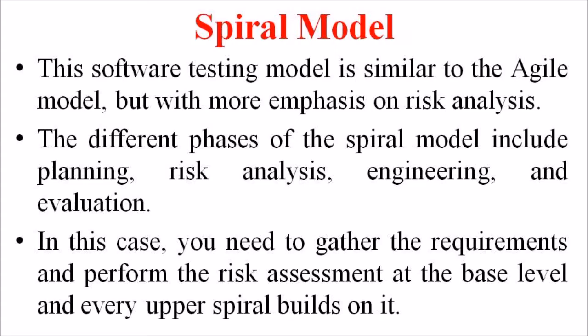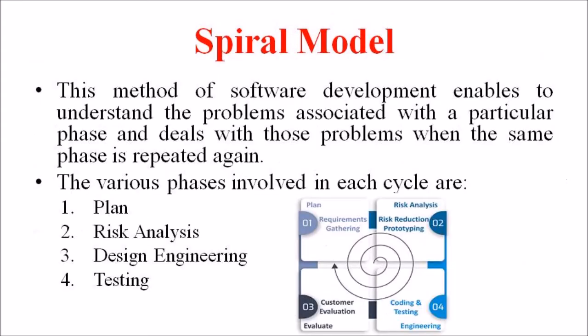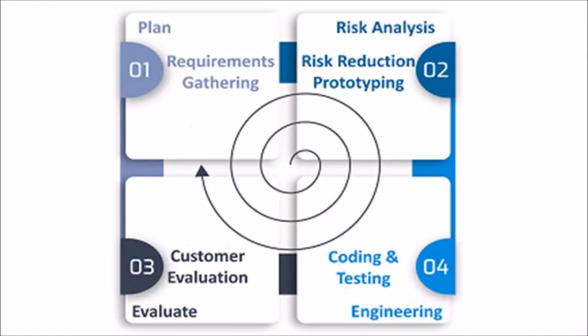The drawbacks of the waterfall model are overcome in the spiral model. The model consists of 4 phases. Those phases are planning, risk analysis, design, and customer evaluation. The 4 phases are iteratively followed till the problems are rectified. 2 to 3 prototypes are developed before the final product is delivered. Each prototype follows the entire cycle to solve the problem. This model of software development enables us to understand the problems associated with a particular phase and deals with those problems when the same phase is repeated again.